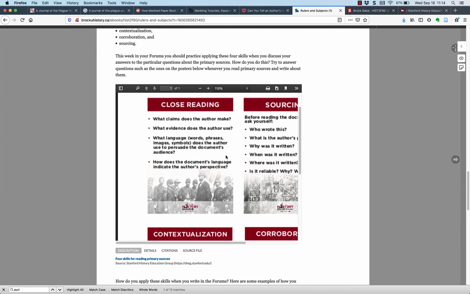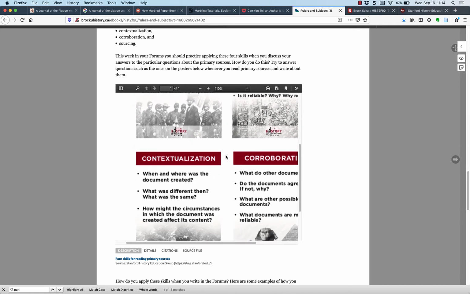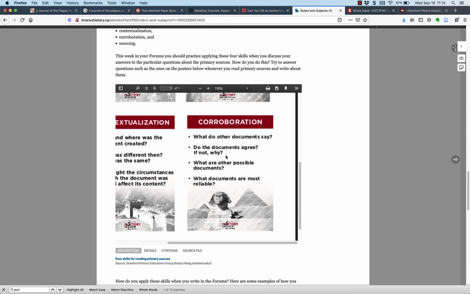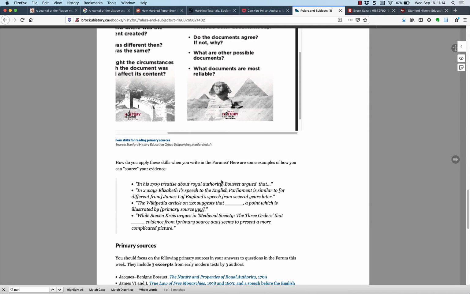These are general questions on the posters that help you think about what it means to read closely, to source a document, to contextualize it, and to corroborate the information in it. There are some examples right below the poster of how you might write about the sources in your forums. Take a look at these examples right here and experiment with them, with writing about sources, with sourcing them, reading them as you read them closely, as you contextualize them, and as you corroborate the information and ideas and worldviews in them.